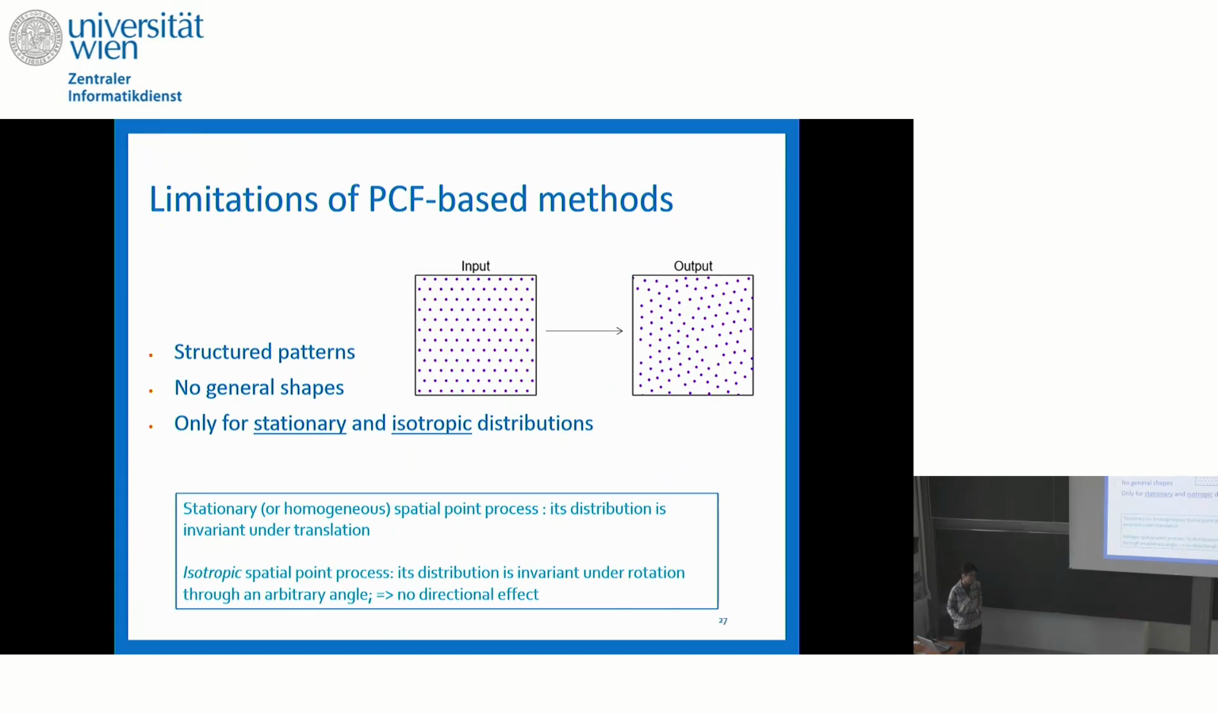The only important remark here would be, first of all, the fact that structures in this context are really hard to encode, in the sense that if you start with a grid, if there is a kind of intrinsic structure in this data, of course, using PCFs, which are just average density information, you cannot nicely synthesize it. So this is a quite obvious fact. And also, we can only work with stationary and isotropic distributions.